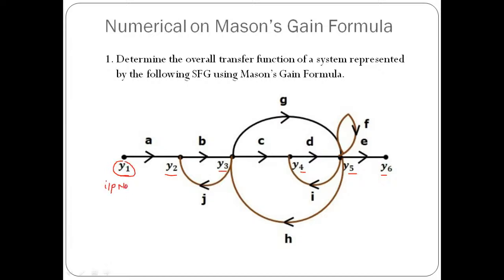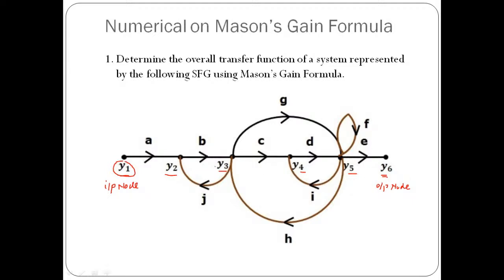Input node. Now, why is it called an input node? Because it has only outgoing branches. In the same way, this y6 we can treat as the output node. Now, why is this called an output node? Because it has only incoming branches. I hope these points are clear to everyone.